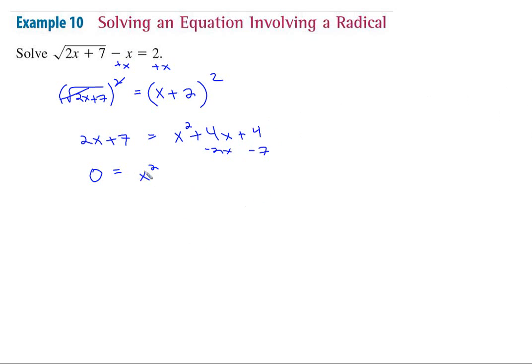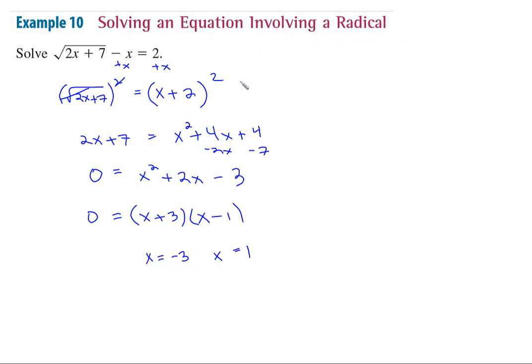Got that. So we get x squared plus 2x minus 3, right? So over here we end up with x plus 3, x minus 1. So when is this going to equal 0? When x is equal to negative 3, or when x is equal to 1.